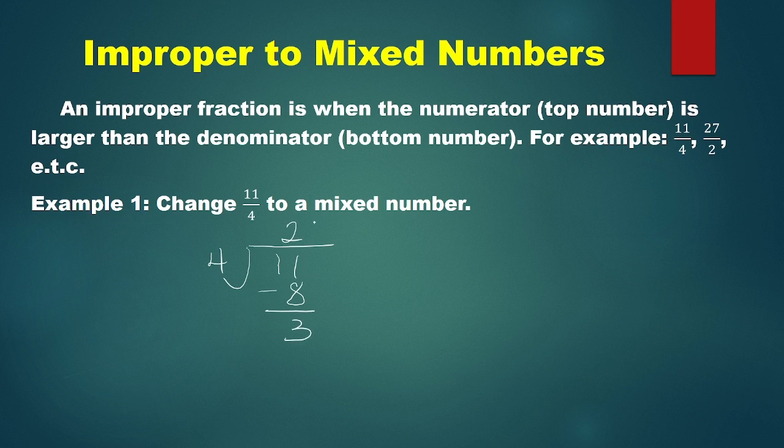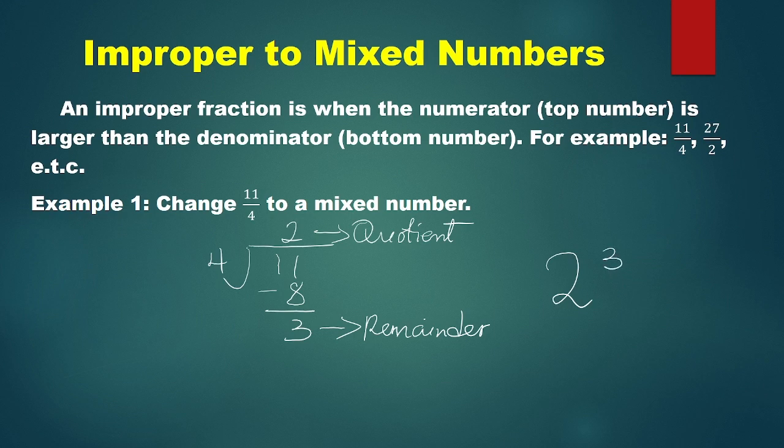Now, the number at the top can also be called the quotient, while the one at the bottom can be called the remainder. So the next step is to make our quotient, which is the number at the top, become our new whole number, while our remainder becomes the new numerator and our denominator remains the same. So I have just simply converted 11 over 4 into 2 whole number, 3 over 4.